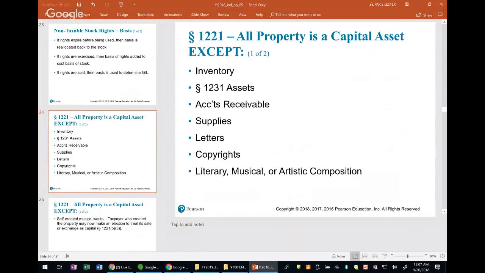All property is a capital gain except inventory. We know merchandise inventory in a store is not capital. 1231 assets, some of that will be capital gain. Accounts receivable is not a capital asset. Supplies, letters, copyrights, music compositions.